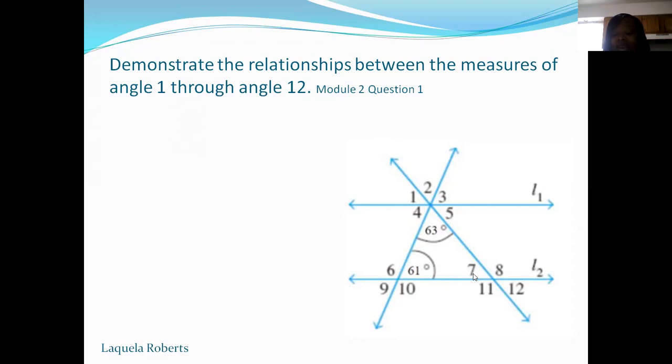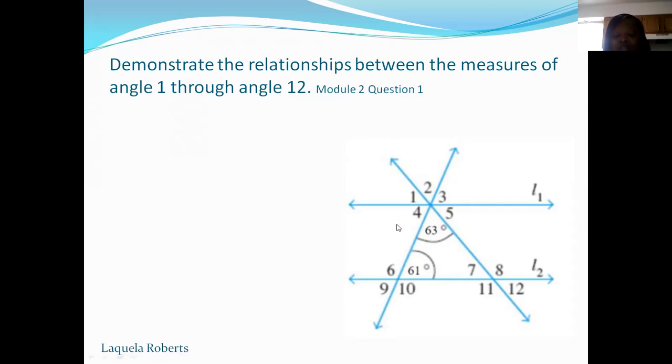So what is angle 7? The measure of angle 7 will be 56 degrees. The reason I know that is because the sum of the measures of the interior angles of a triangle is 180 degrees. So I added 61 and 63, which was 124, and then I subtracted that sum from 180 and got 56. So that's how angle 7 became 56.